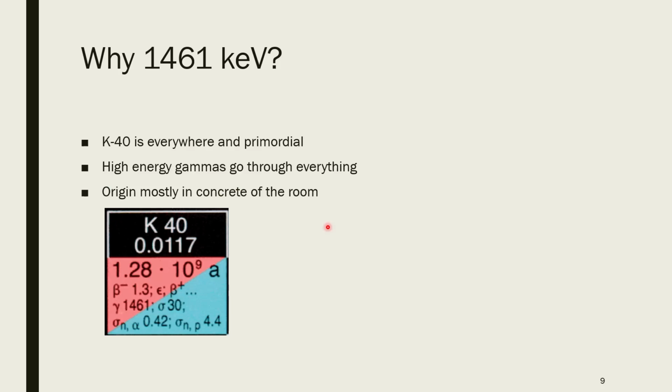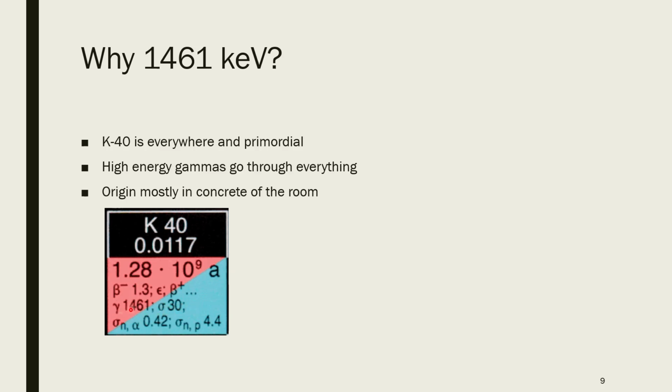So, why 1461 kiloelectron volt? It's coming from potassium-40, which is everywhere, and it's primordial, as we can see here from the half-life. Potassium as an element is just everywhere, and everywhere where there's potassium-39 and 41, there will also be potassium-40, which is radioactive and emits this very high energy gamma line, meaning that this very high energy gamma line will also get through our lead castle that we've built around our detector. You will have this peak in every gamma spectrum if you don't background correct it.